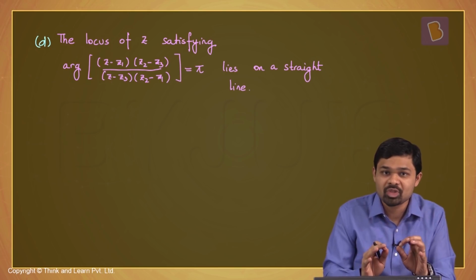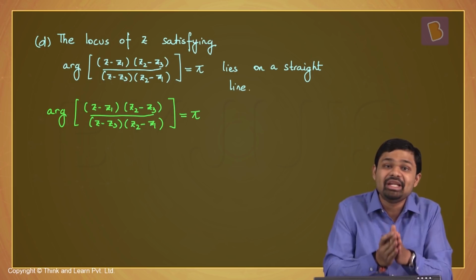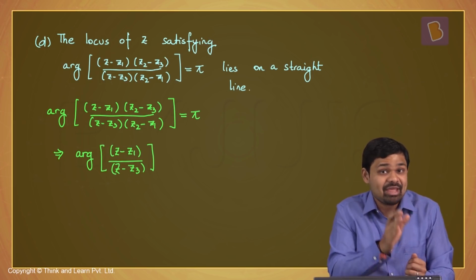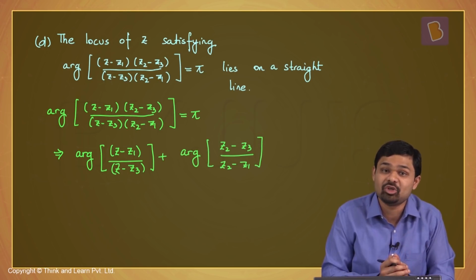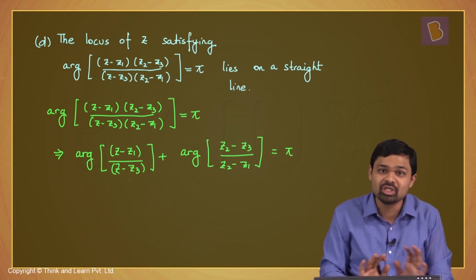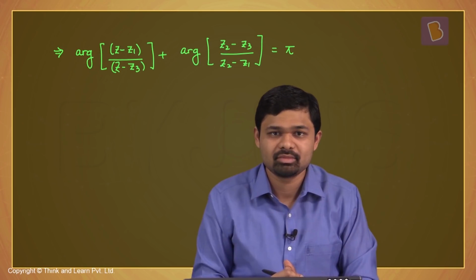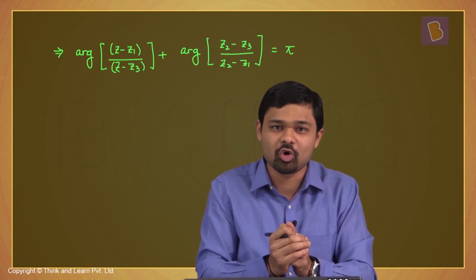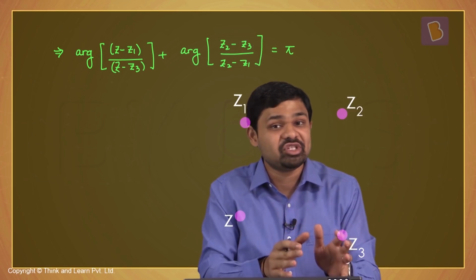So what do we do? We are going to divide this argument into 2 different arguments. We're going to consider the argument of z minus z1 divided by z minus z3 in one section, plus the argument of z2 minus z3 divided by z2 minus z1 in another part. So the sum of these 2 arguments is equal to pi. We can do this using the property of argument, and then I'm going to visualize. So how do we visualize this? Well, we have 4 complex numbers, so let's mark these 4 complex numbers z, z1, z2, z3. Now let's try and represent our statement.